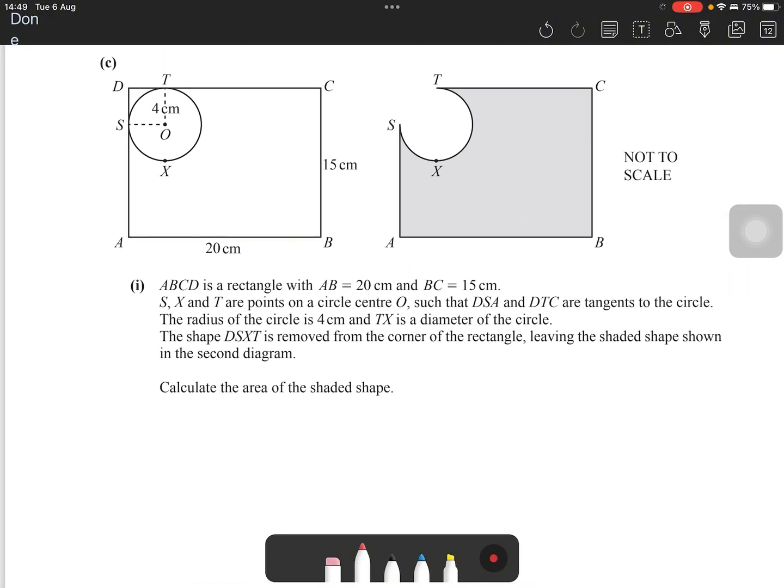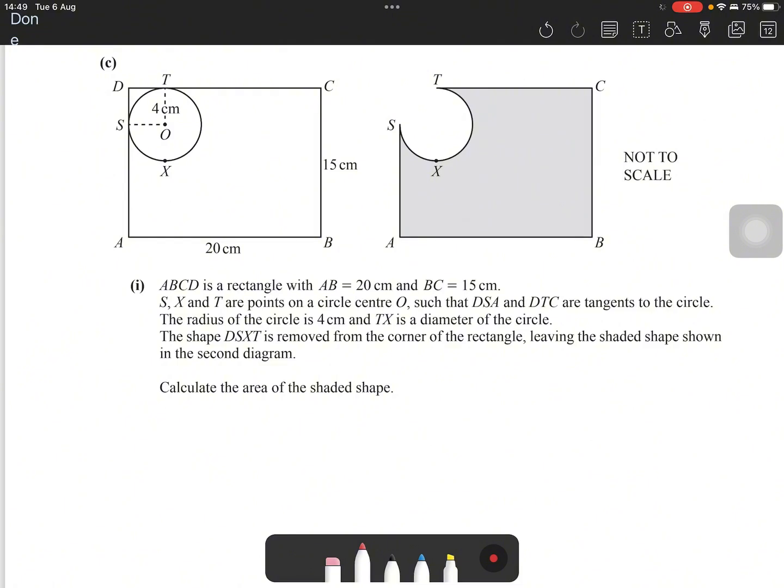C. ABCD is a rectangle. AB is 20, BC is 15 centimeters. S, X, and T are points on the circle center O such that DSA and DTC are tangents to the circle. The radius of the circle is 4 centimeters and TX is the diameter. The shape DSXT is removed from the corner of the rectangle, leaving the shaded shape shown in the second diagram. Calculate the area of the shaded shape.